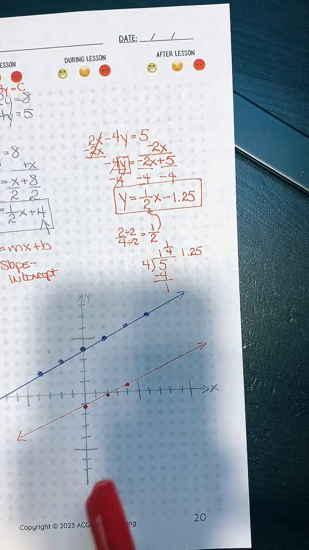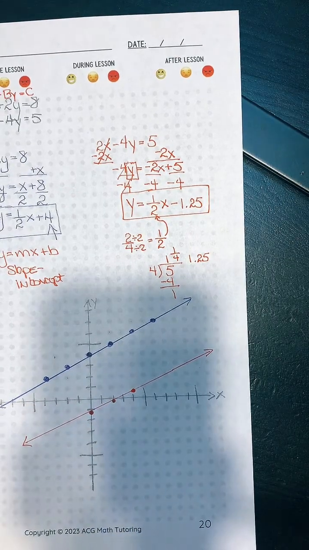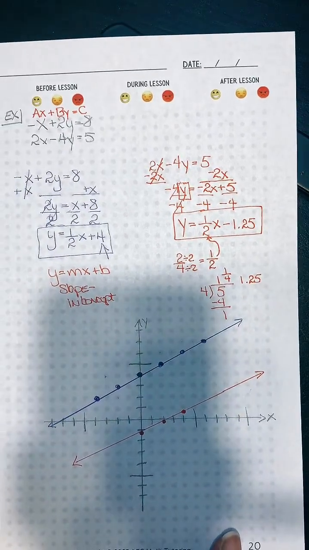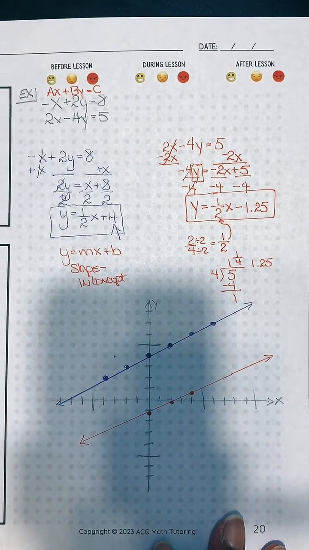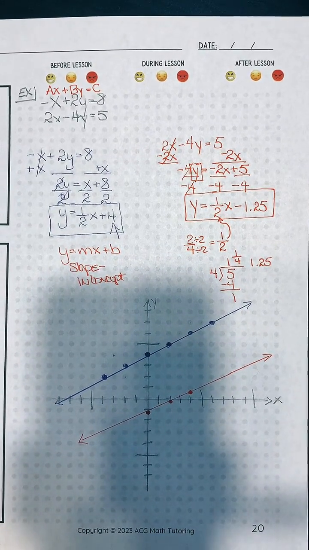Now, I knew they were going to be parallel, not because I put these numbers together, but as I was solving, I knew that they were going to be parallel. Based on the equations, what told me that they were going to be parallel?